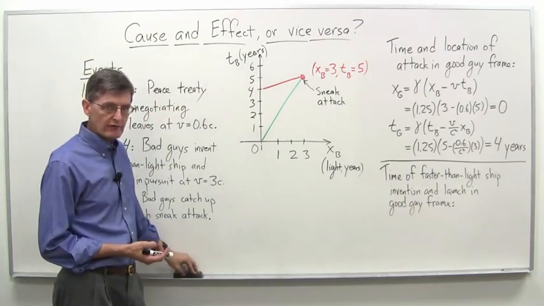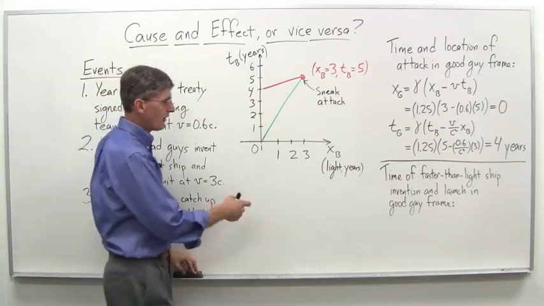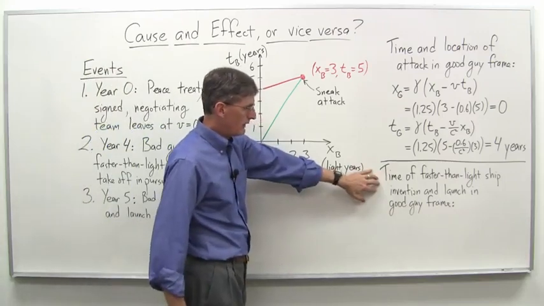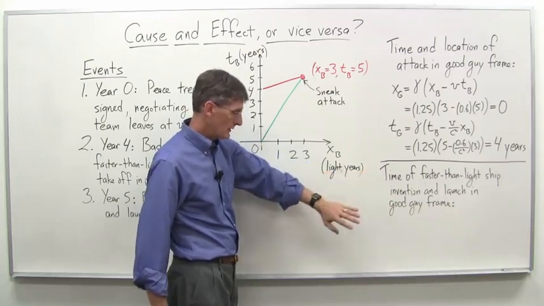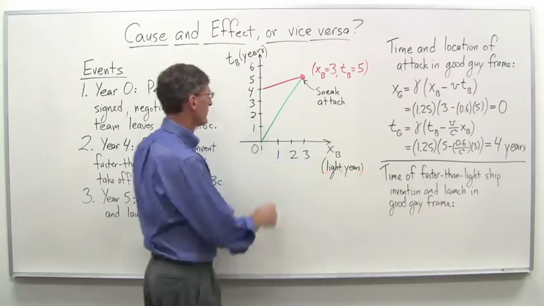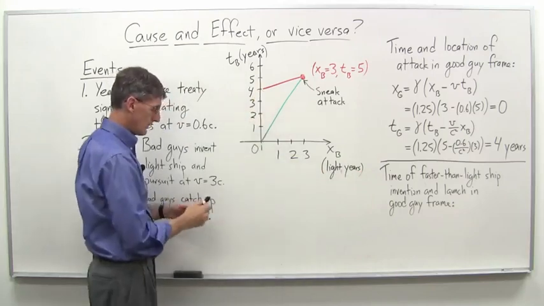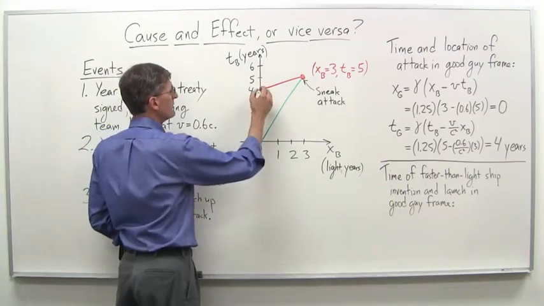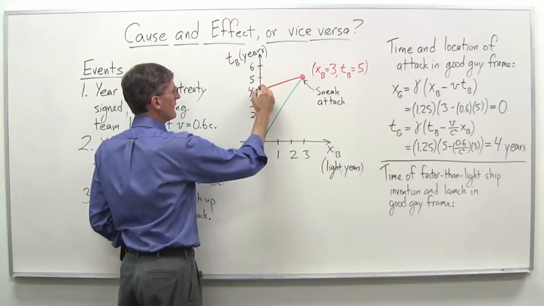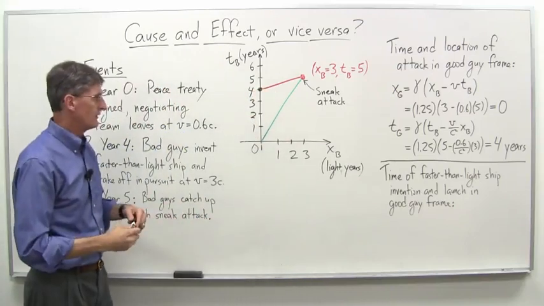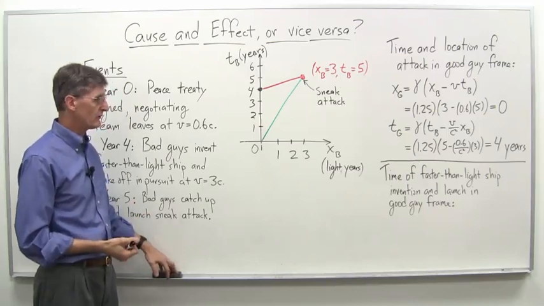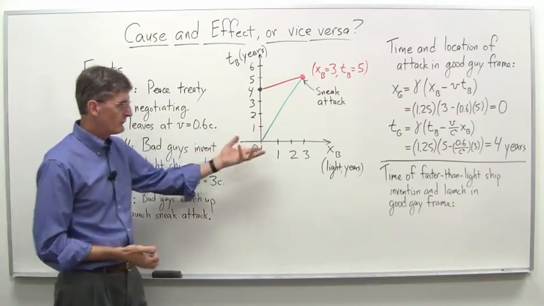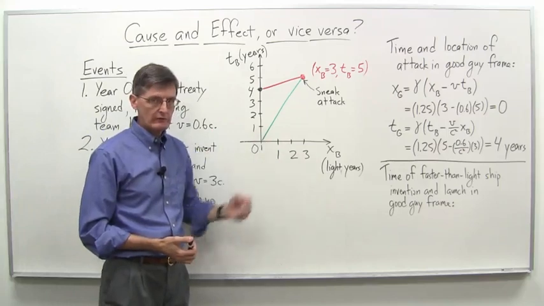Now, however, let's ask the question: what is the time of the invention of the faster-than-light ship and the launch of that ship in the good guy frame? Okay, so that's this point right here. In the bad guy frame, they launch their ship. Put a black mark there to indicate that's the launch of the ship, the bad guy's invention of the ship and the launch of the faster-than-light ship. What time does that occur in the good guy's frame?